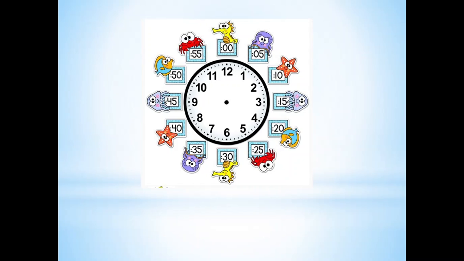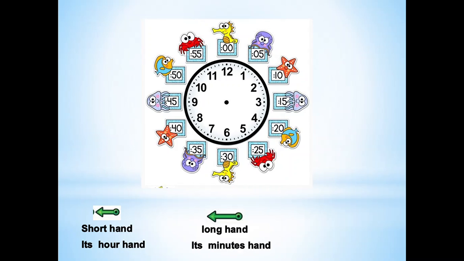An analog clock has 2 hands. The short hand is our hour hand. The long hand is the minutes hand. This side, from 1 to 6, is called past. From 6 to 12, it's called to.